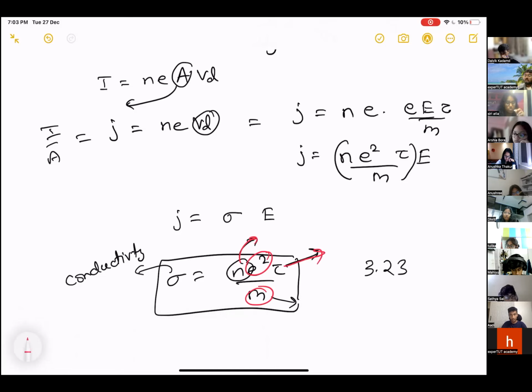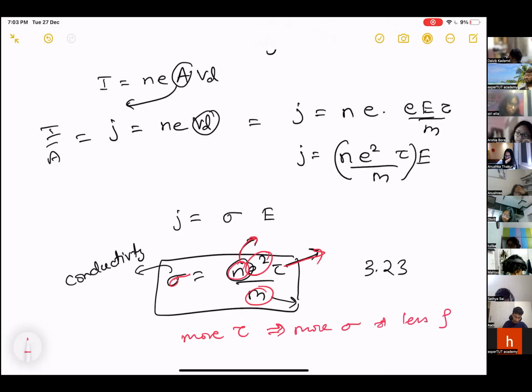For a good conductor, conductivity is higher, so relaxation time is also higher. And of course if N is more, then conductivity is more. Write down: more tau implies more conductivity, less resistivity.